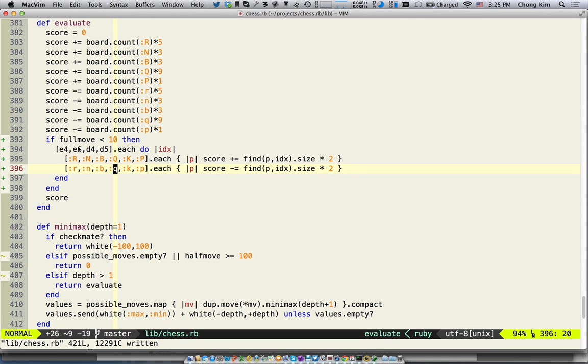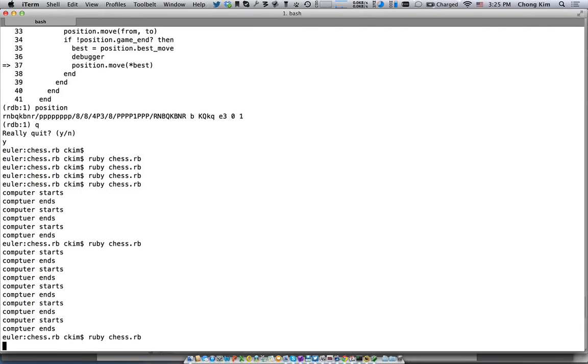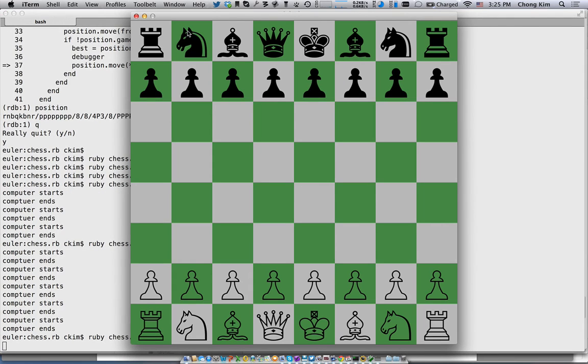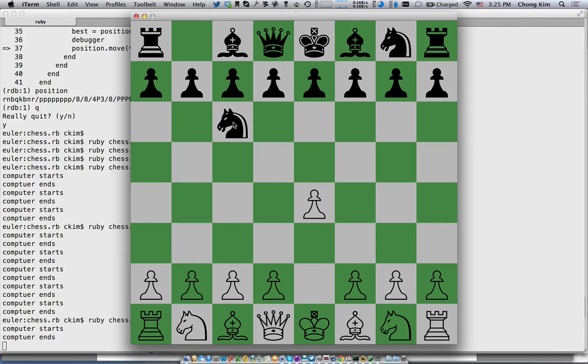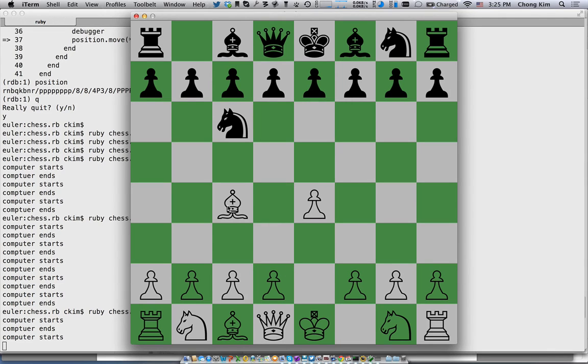So basically, this is saying the center squares are important, and we're going to count how many pieces are attacking the center squares. So we give it a little bit of an incentive to try to control the center squares. So let's see if it plays a little bit better. Now this is actually a much better move. Instead of just shuffling back and forth, now it's trying to control the center. All right, so let me try to do the same trick. I'm going to try to do a checkmate.